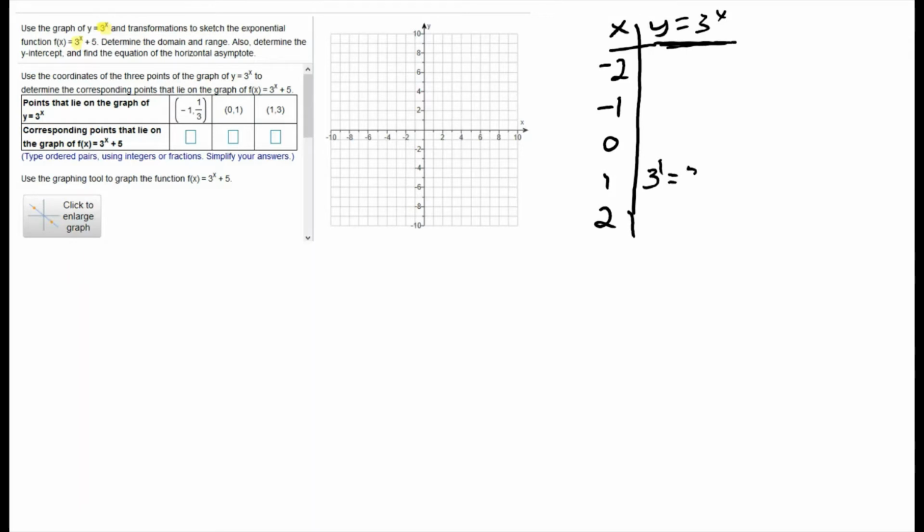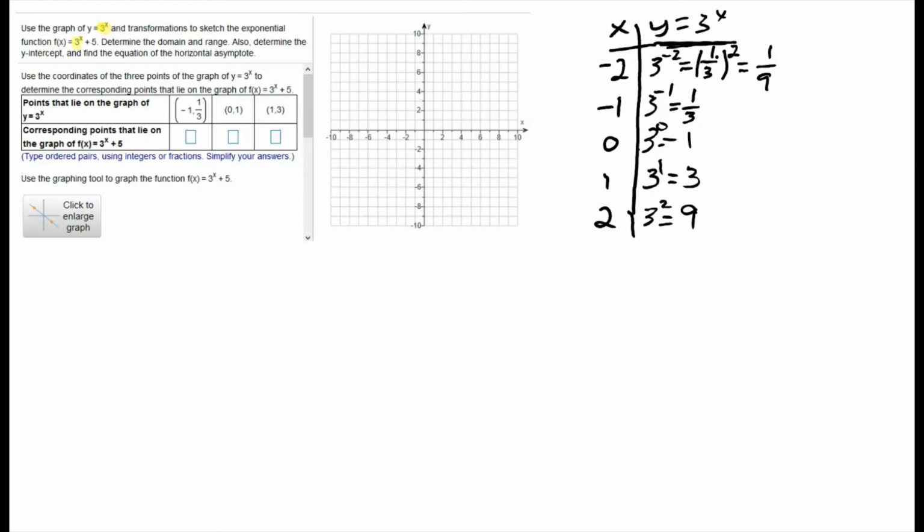3 to the first is 3. 3 to the second is 9. 3 to the 0 is 1. 3 to the -1, having an exponent that's negative, you're going to do the reciprocal of the base. So the reciprocal of 3 is 1/3. 3 to the -2 will be, because of the negative, we're going to have the reciprocal of 1/3, and then we need to raise it to the second power. 1/3 to the second power will be 1/9.